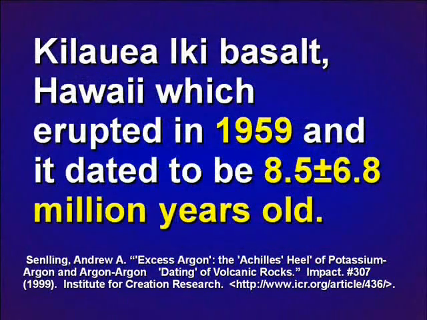So in 1959, this mountain in Hawaii erupted, and we know when it erupted. The rock was formed in 1959, but the rock dated to be 8.5 million years old, plus or minus 6.8 million years. That's a pretty big range there. You've got a huge percentage of error.